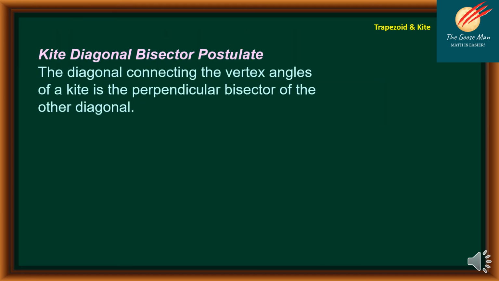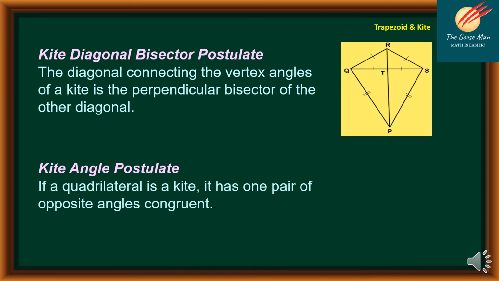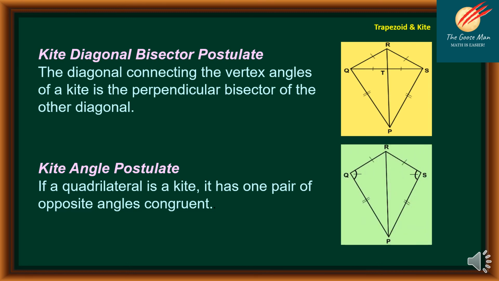So let's move on to the kite diagonal bisector postulate. It states that the diagonal connecting the vertex angles of a kite is the perpendicular bisector of the other diagonal. So we have here RP bisects the line segment QS. Next, we have the kite angle postulate. It states that if a quadrilateral is a kite, it has one pair of opposite angles congruent. Let's look at this example. Angle Q is congruent to angle S.